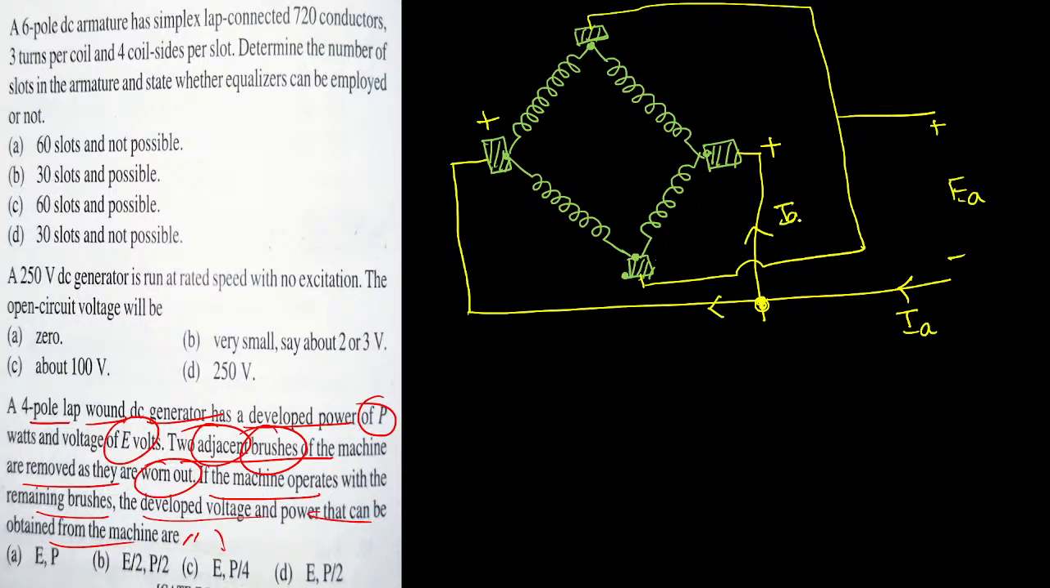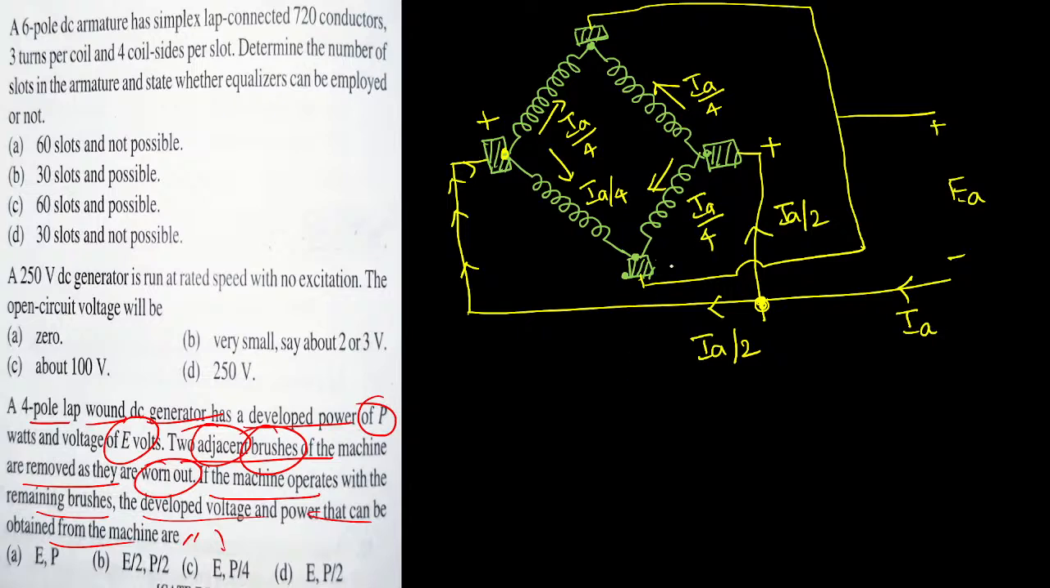Now what will happen? Armature current will be divided by 2. That is the basic structure of armature winding. Then this IA by 2 will go here. After reaching this junction, once again there are two paths, so again it will be divided by 2. Overall it will be 4. Again this IA by 2 will come here, and once again it will be divided by 2, such that it will become IA by 4. Here also it will become IA by 4.